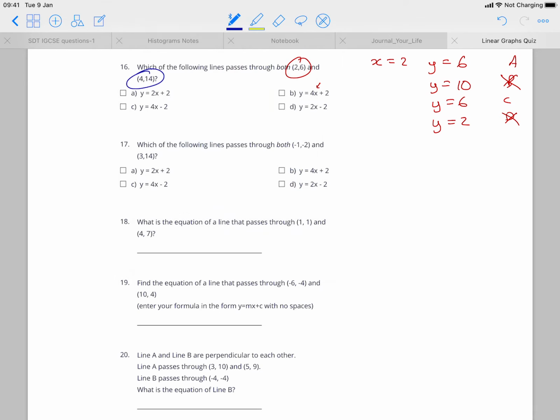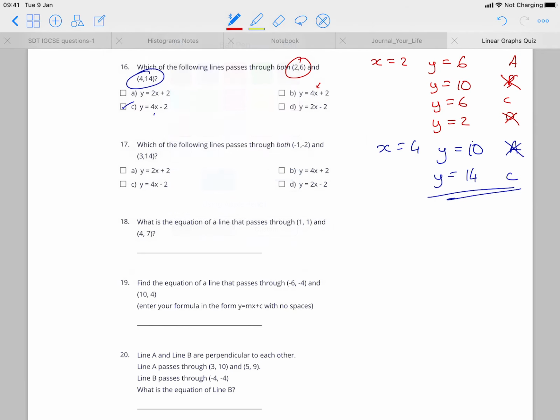Then I try the same thing when x is 4, and see what I get for y for A and C, because I know that D and B can't work. So 2 times 4 is 8 plus 2 is 10, so A doesn't work here. And I'll just check C. 4 times 4 is 16, minus 2 is 14. I can see it is C. So that's some substitution.